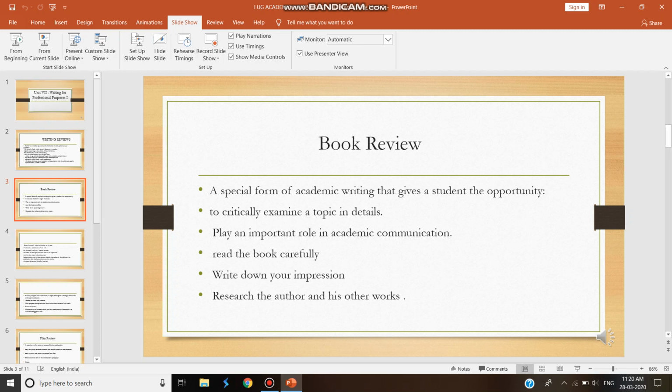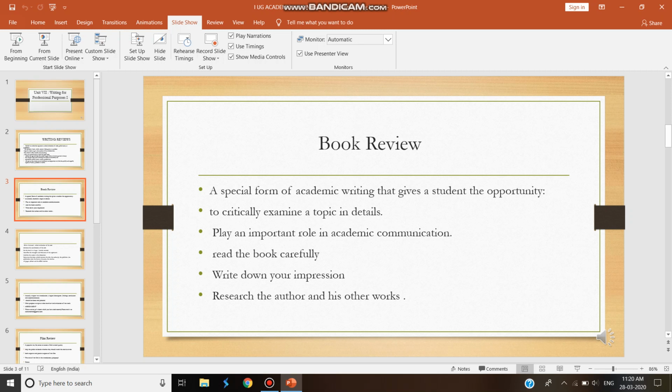You should read the book carefully as many times as possible so that you get a clear idea about what is there in the book, what is the content of the book, what is the style of the author, what is the positive side of the book, what is the negative side of the book. You will get a clear idea when you read the book carefully as many times as possible.